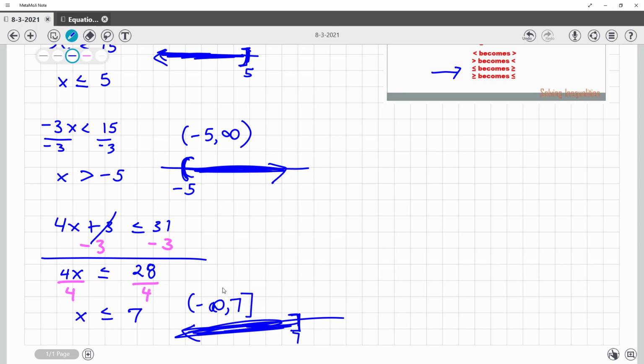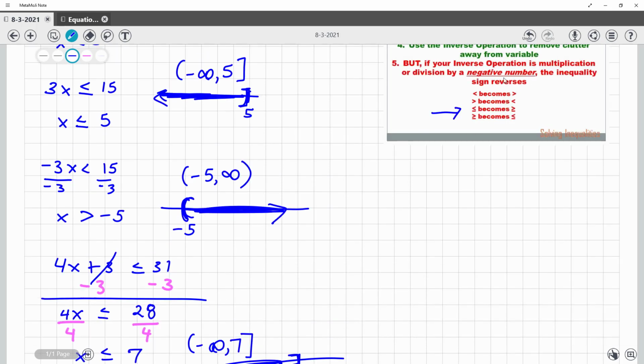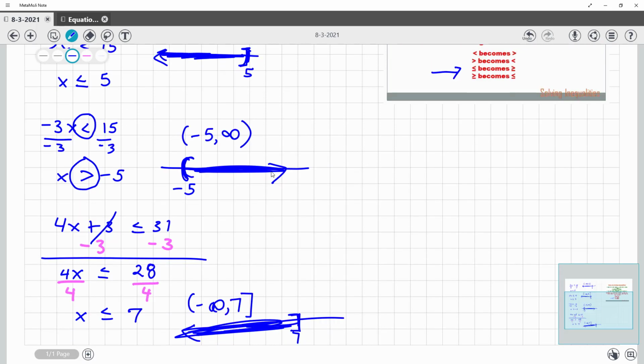So when it comes to solving these, you're pretty much going to be doing the same thing as with the equation. The only time you have to be careful is multiplying or dividing by a negative number. You flip that sign. Otherwise, you're pretty much doing the same thing. You're just reporting an interval now, where values can equal instead of just one number.